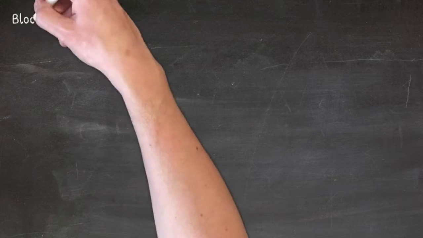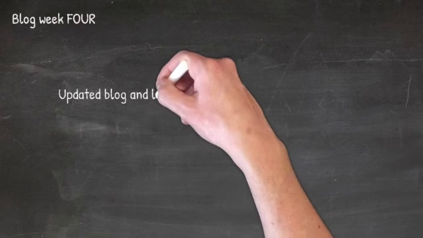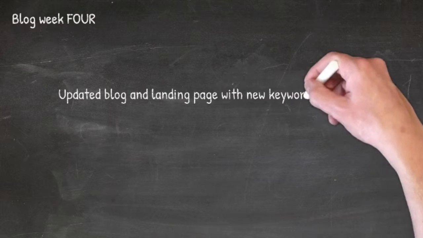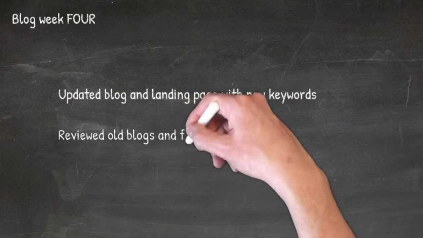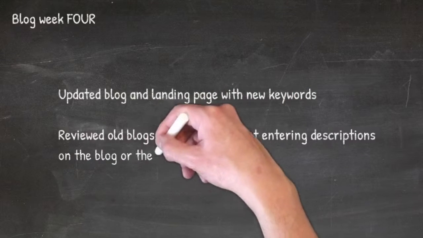Finally, I updated the blog and landing page with the new keywords and found that I was not entering meta descriptions for a couple of the previous blogs. I had also missed tagging a few images with keywords. So these were also corrected.